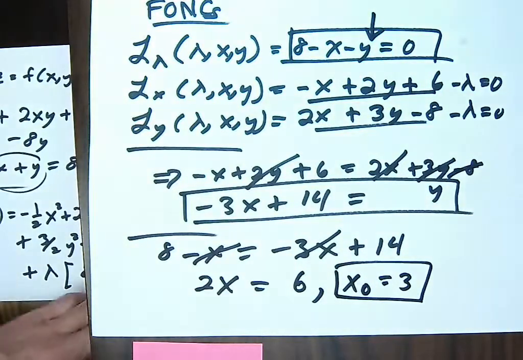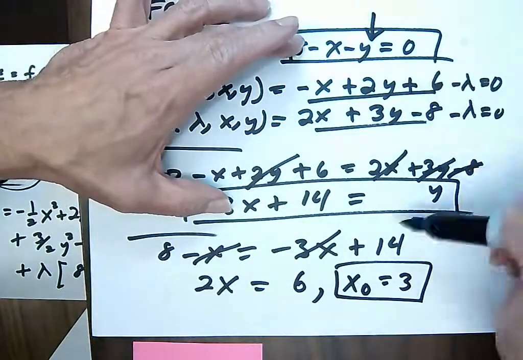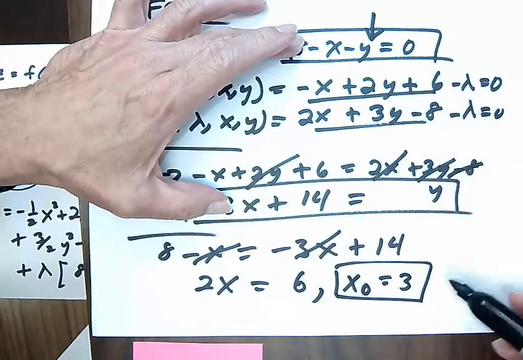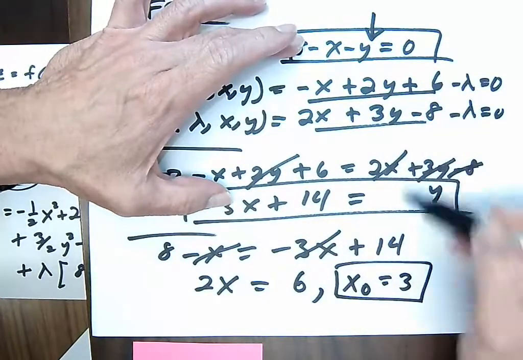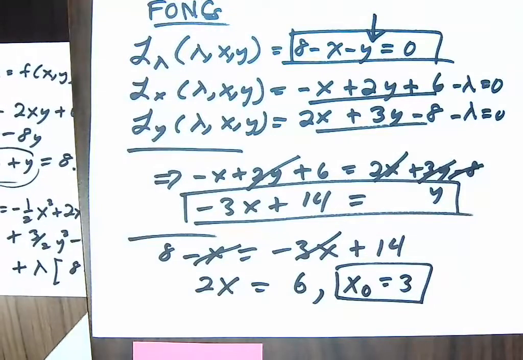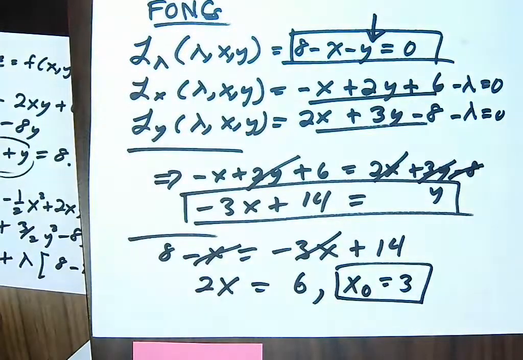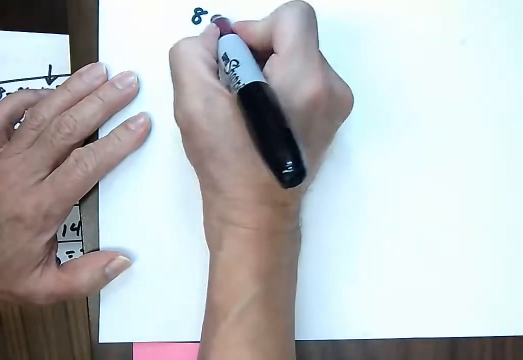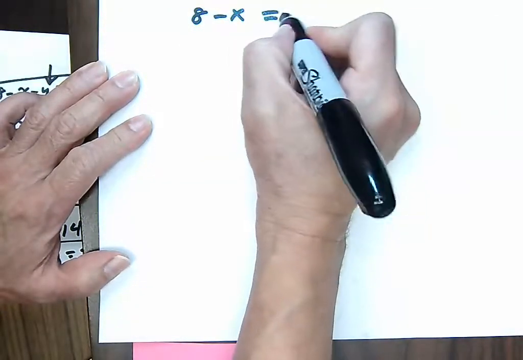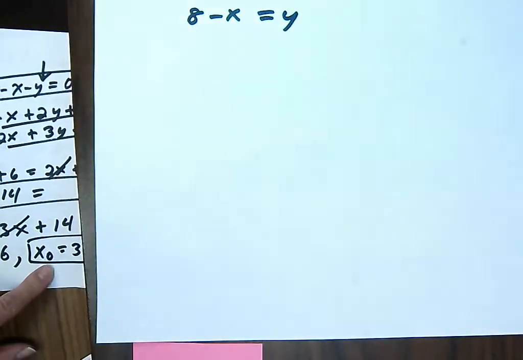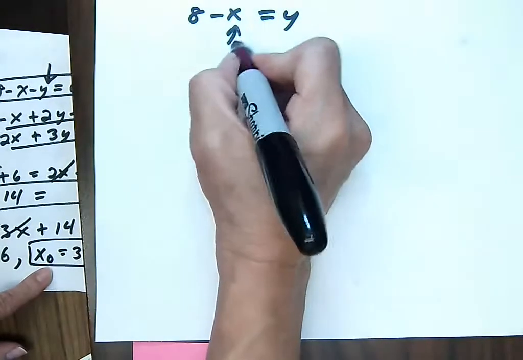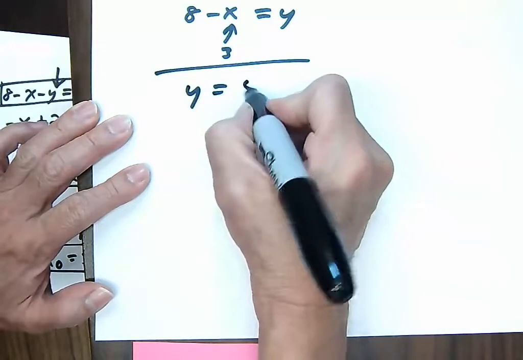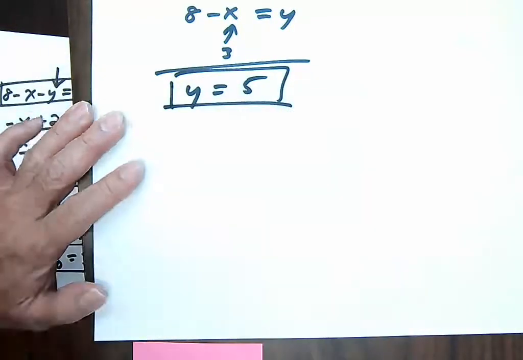And how do we get our critical value of y? We could go to either of our 2 equations in our system of equations and just plug in x naught and solve for y, whichever one is easier to work with. It looks like if we go to our first order necessary condition, remember that was 8 minus x equals y, and we already know that x naught is equal to 3, so performing that substitution, y is equal to 8 minus 3, or it's equal to 5.